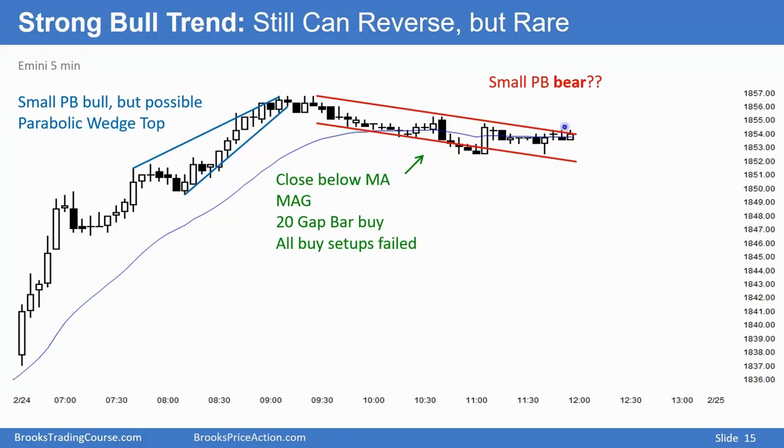Is it now a small pullback bear trend? Usually I don't think of it that way. So I think of a small pullback bull trend and then an endless bear pullback. But to me, this is a real problem for the bulls. This is so climactic, unsustainable. And now we have an endless pullback and a bear breakout and a reversal up.